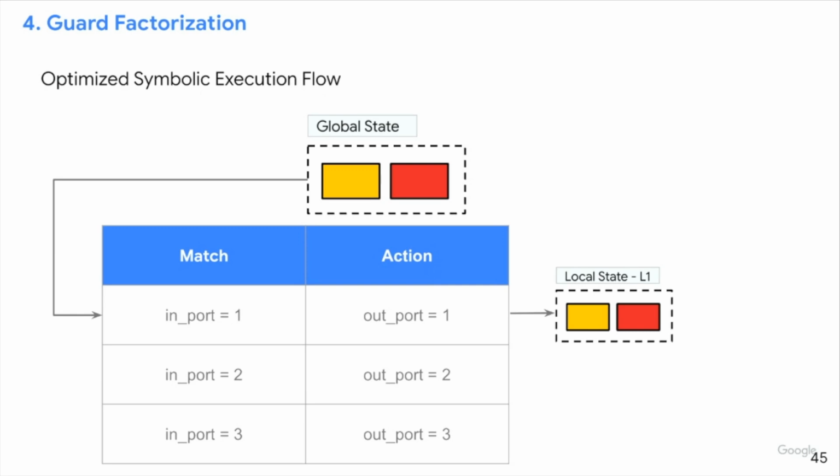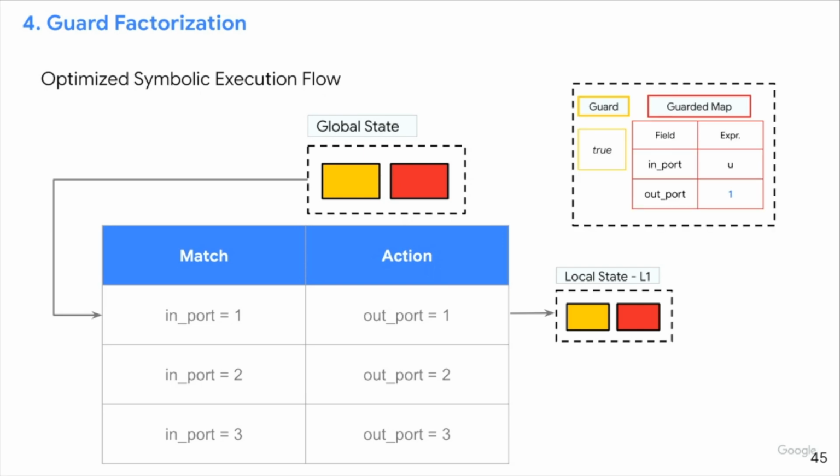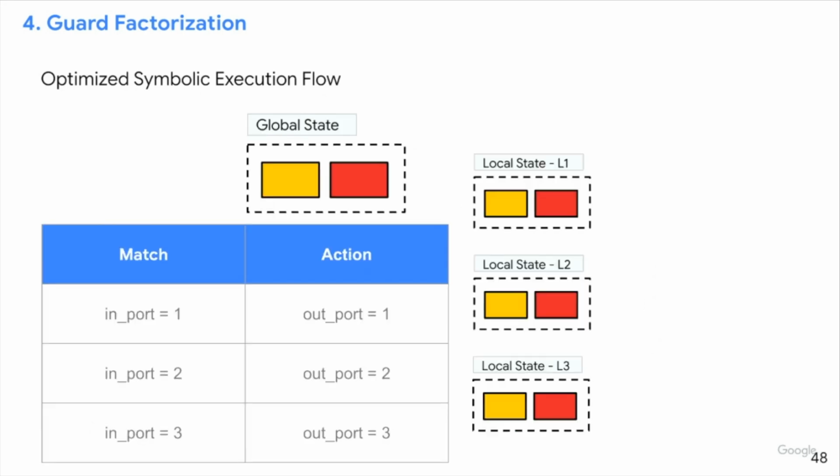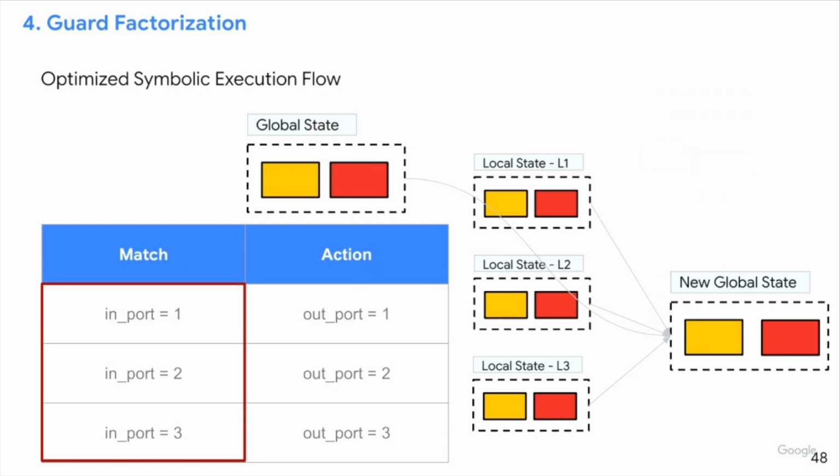And whenever you evaluate each of these states, you create a local state. That is, you first enter the first entry. The local state would say, okay, I'm just directly going to update the guarded map to whatever the action was, in this case, output to 1. And I do not care about what was there previously in the global state. I do this for every entry, and I create local maps for every entry. Along with the global state and these local states, with the merge conditions, that is the match conditions here, I would merge them to create the new global state.